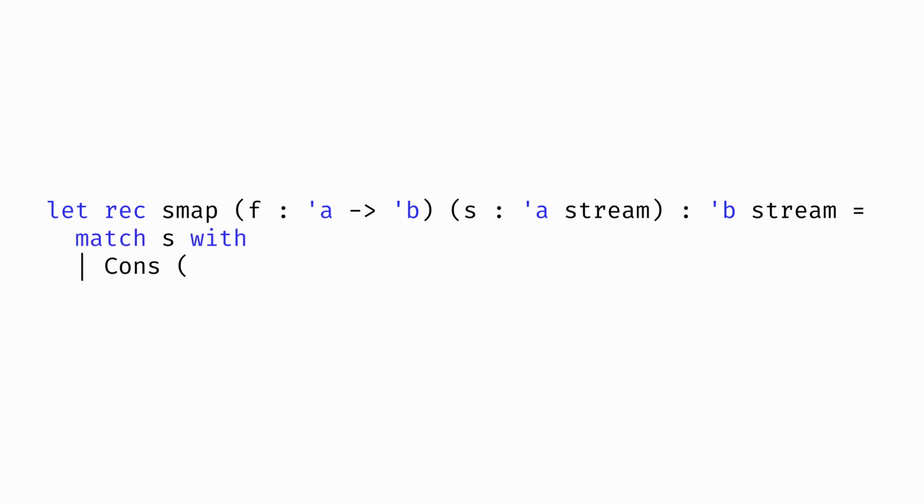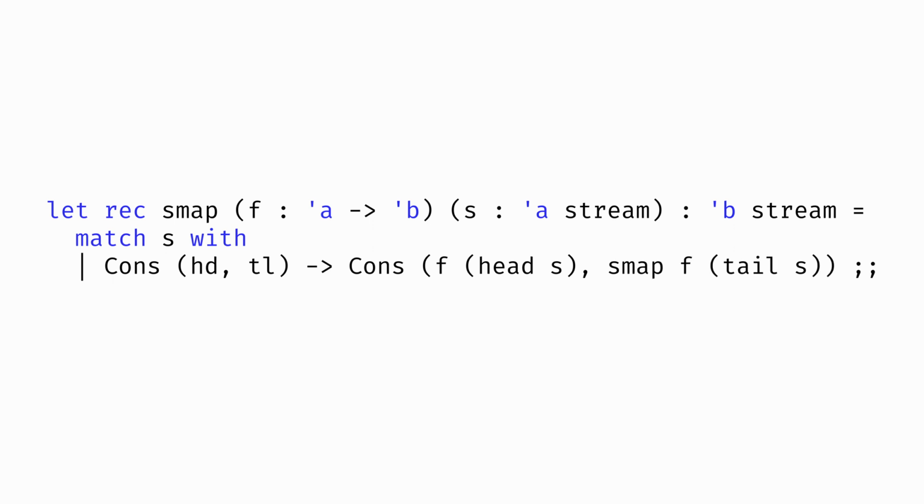How do we construct that stream? We'll use the value constructor cons. The first element of the new stream is the result of taking the first element of the original stream and applying the function to it. So we'll apply the function f to the head of the stream. And what comes next? Well, we can recursively call smap, mapping the function f over all of the elements in the tail of s. We now have a function that maps over all of the elements in a stream.